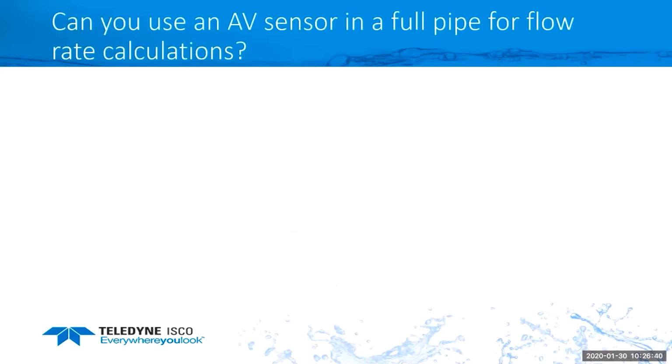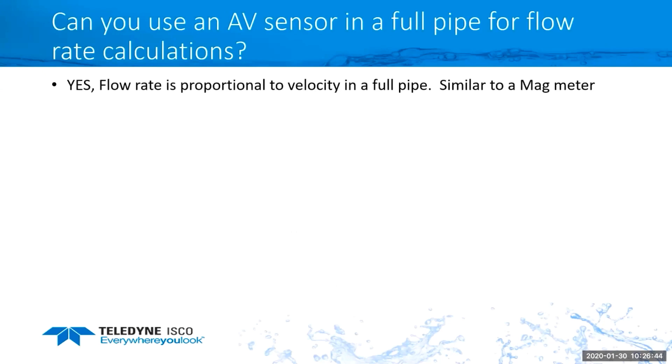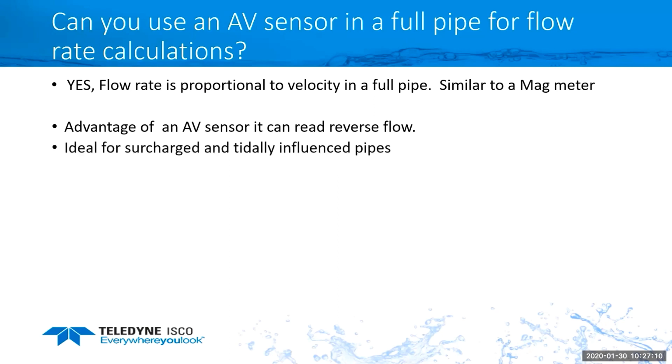Another question was, can I use an AV sensor in a full pipe for flow rate calculations? Yes, it worked well for that. So at that point, the flow rate is proportional to velocity in a full pipe, similar to a mag meter. So before, we used the level to calculate area, but now it's full, we get 100% area. The advantage of an AV sensor is it can read reverse flow, as well as mag meters can read forward and reverse flow in a full pipe.